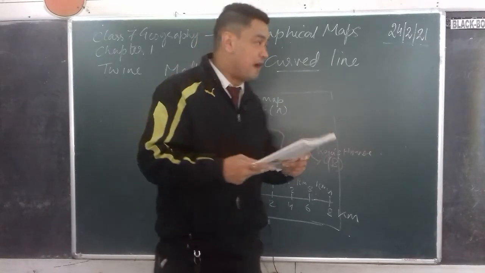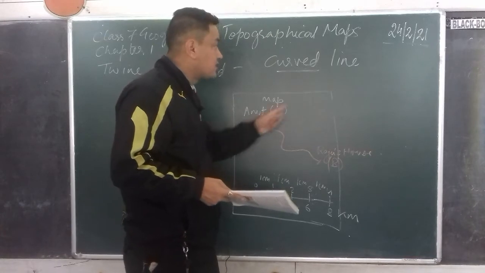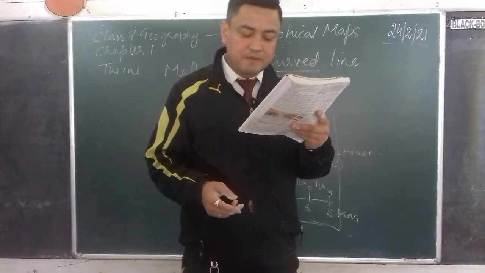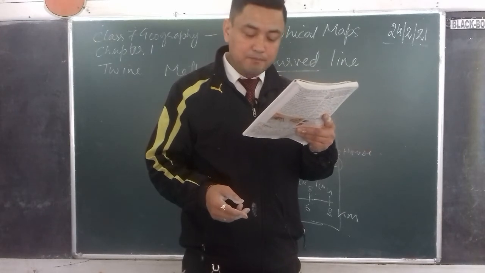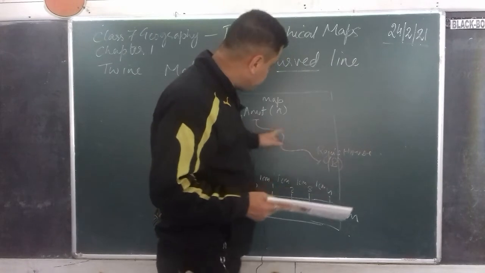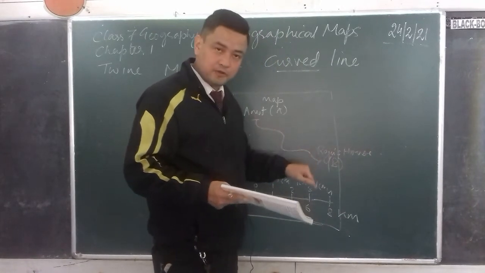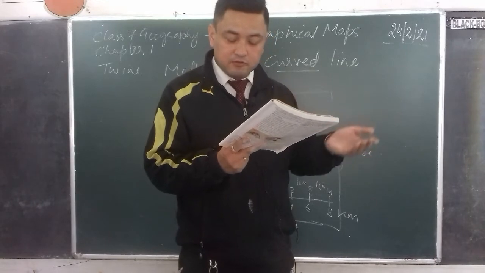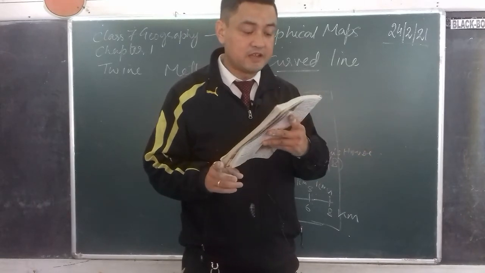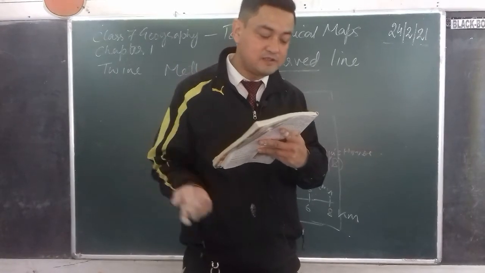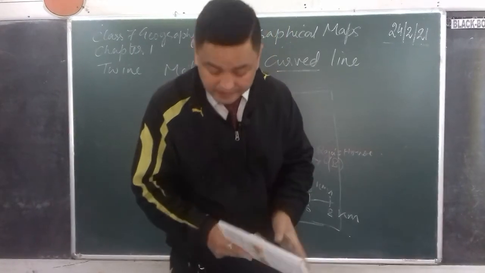So we use twine to measure the distance of a curved line. In this method, the twine is placed on the line to be measured. All the bends and curves are carefully followed from end to end. The length of the twine is found, and using the given scale it is converted to ground distance, or you can place the twine on the graphical scale given and convert it directly.